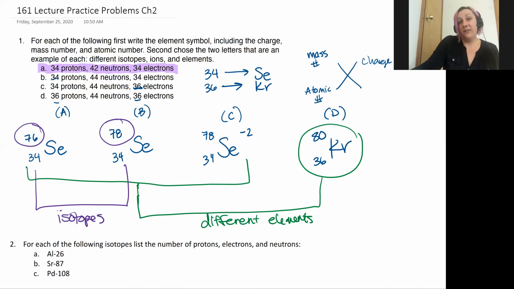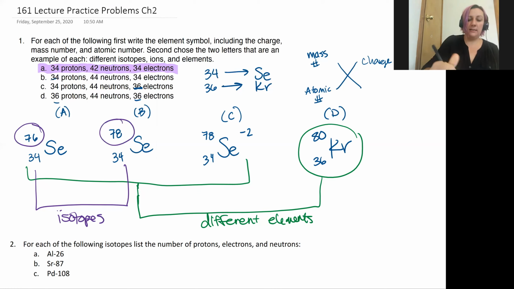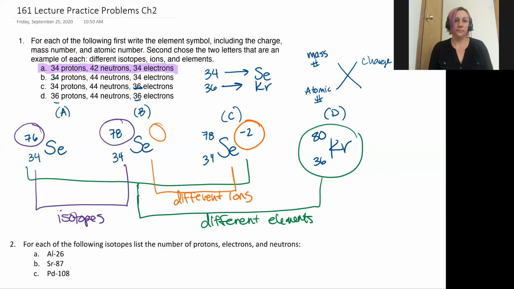All right, now different ions of one another. So these are just going to be different charges. And so looking at this, C has a -2 charge, and B is neutral, but otherwise has the same mass number and the same atomic number. So I would say these two are different ions of one another. All right, so that completes number 1. Let's move on to number 2.